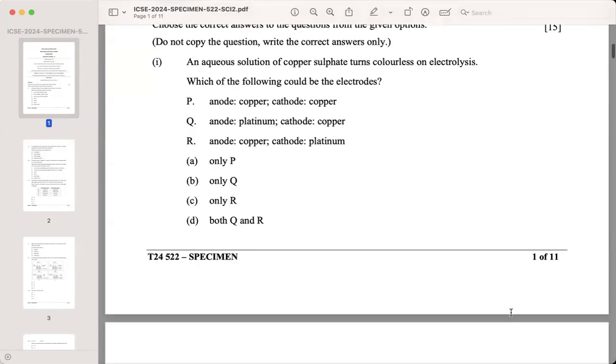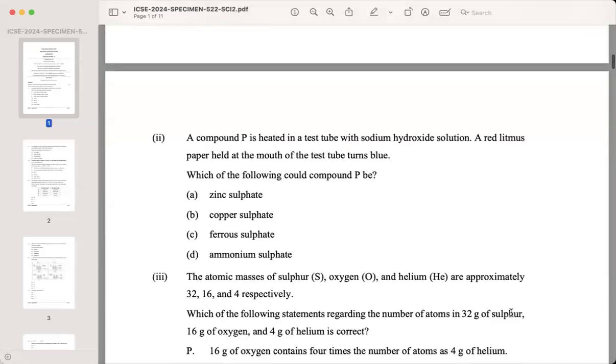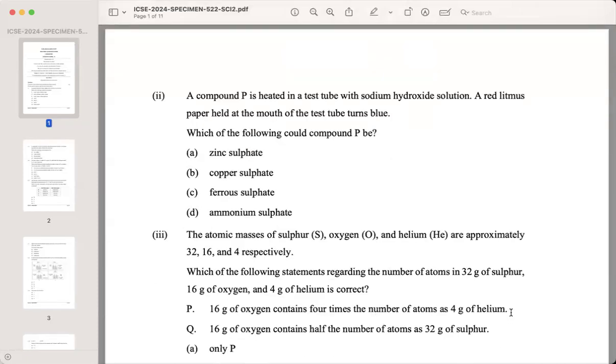Then we move to the next one. The second part says a compound P is heated in a test tube with sodium hydroxide solution. A red litmus paper held at the mouth of the test tube turns blue. Which of the following could compound P be? So for the second part, it's option D, that is ammonium sulfate.